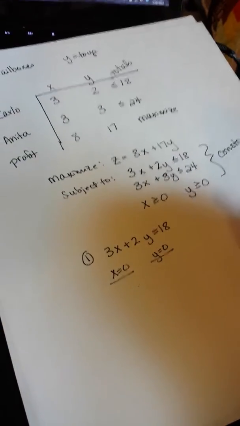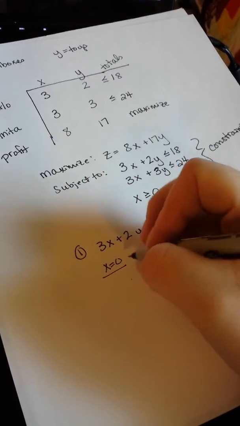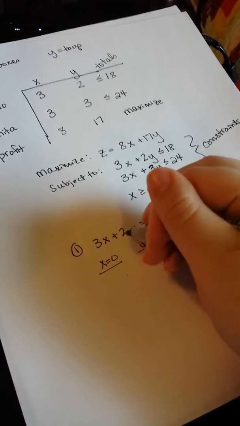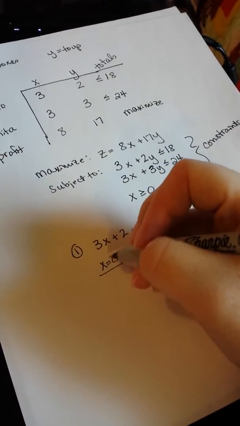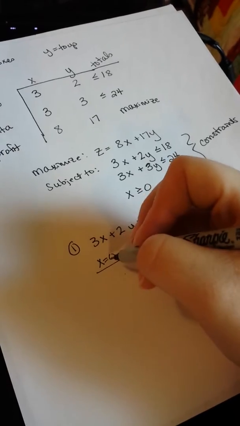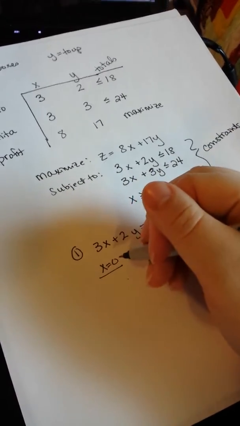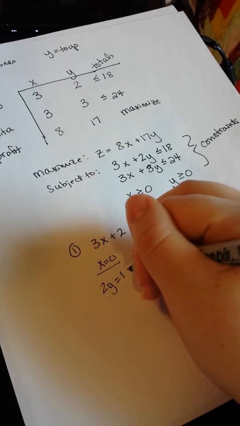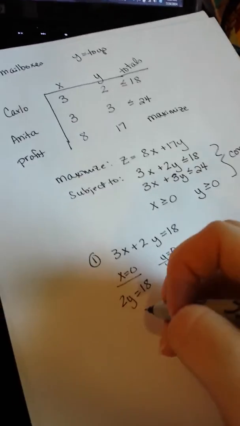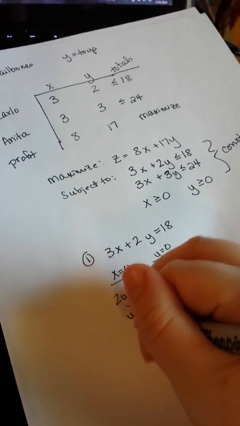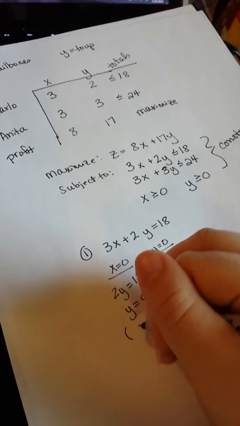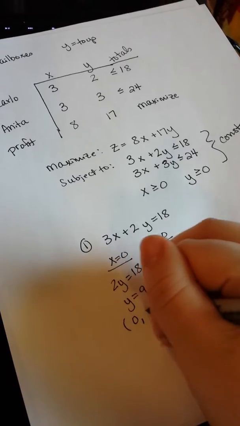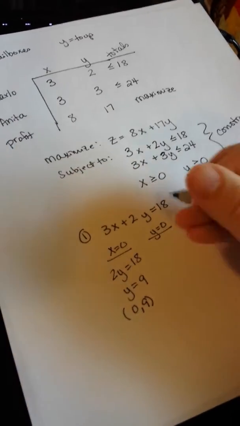So to find your 2 points to be able to graph the line, go ahead and use your x and y intercepts. The first point we're going to find on this line is going to be our y-intercept, or where x equals 0. So let x be equal to 0, and we're going to have the equation 2y equals 18. So solve for y, and I get y equals 9. So 1 point on this graph is going to be at (0, 9), or 1 point for this line.